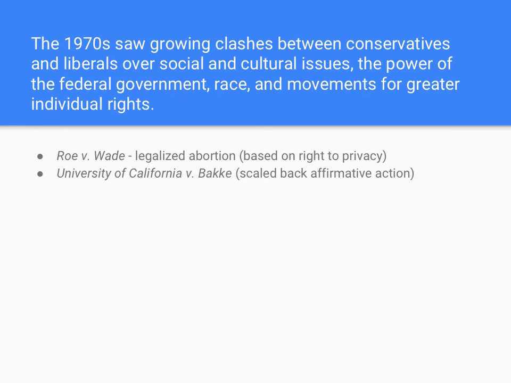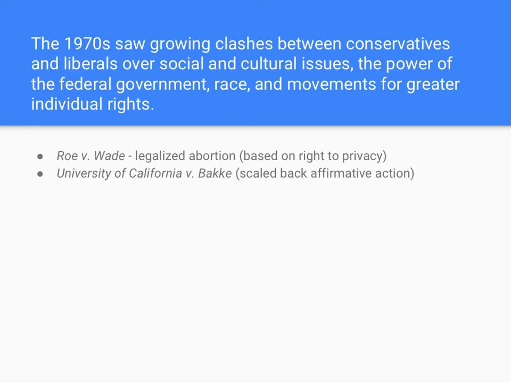The 1970s saw growing clashes between conservatives and liberals over social and cultural issues, the power of the federal government, race, and movements for greater individual rights. So one thing that I want to point out is that the conflicts that we have over the Constitution are the same conflicts over time.